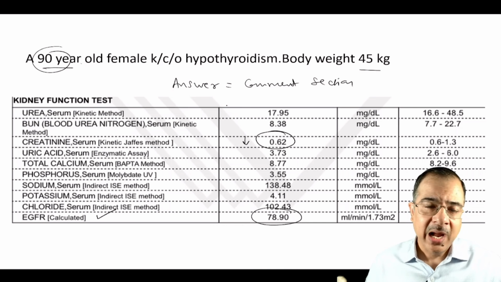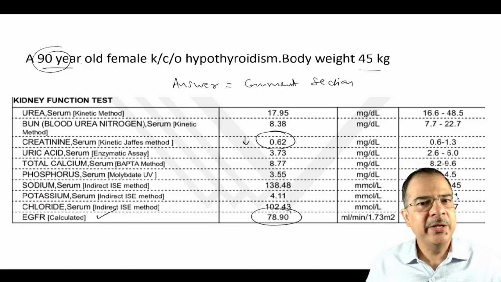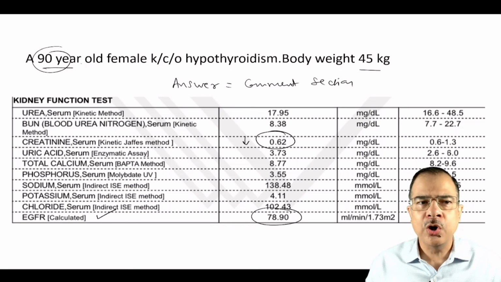And the hint is, after the age of 40 years, GFR is reduced by 1 ml per minute per 1.73 meter square area per year. So whether it is a normal or low GFR.